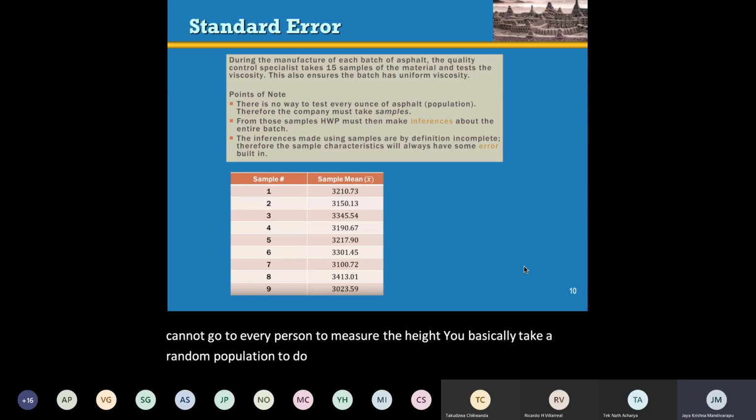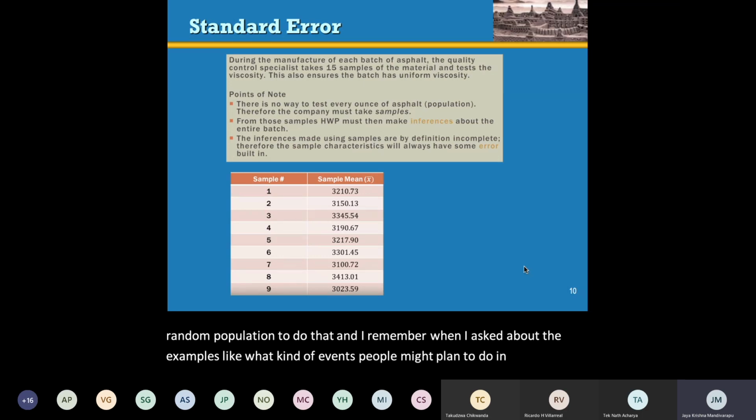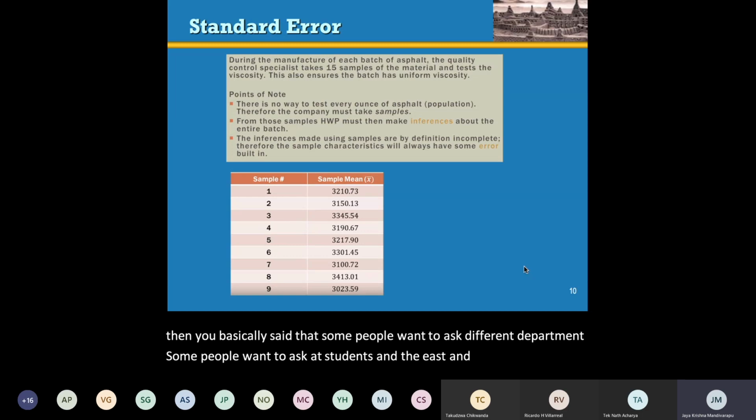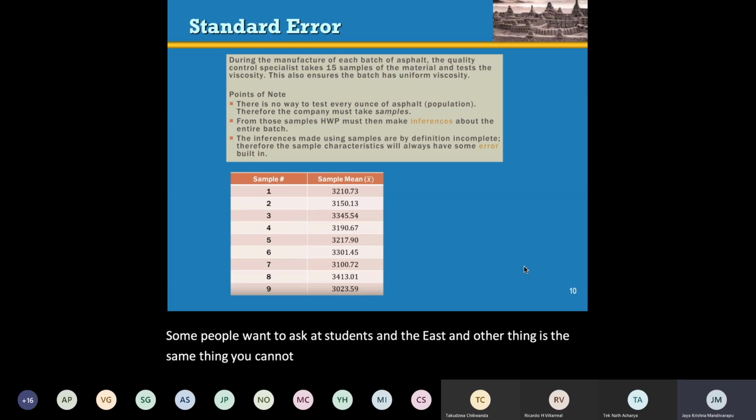And I remember when I asked about examples, like what kind of events people might plan in the spring, you said some people want to ask different departments, some want to ask students in the east, and it's the same thing. You cannot measure for all, so you take 15 samples from the whole population, or batch.